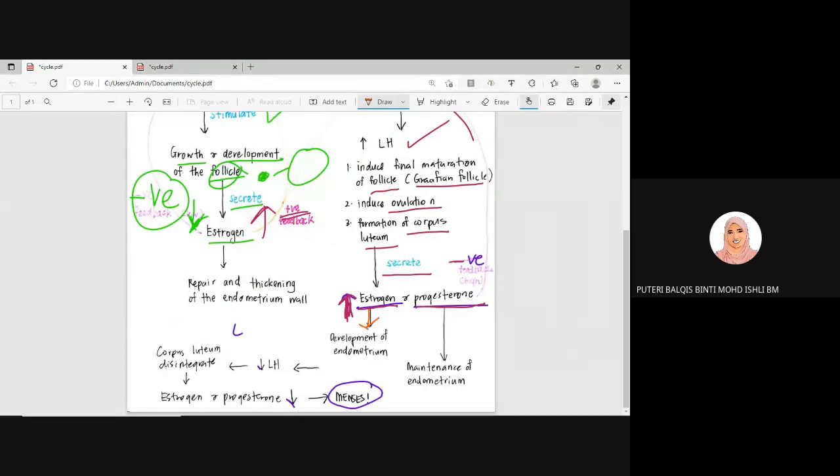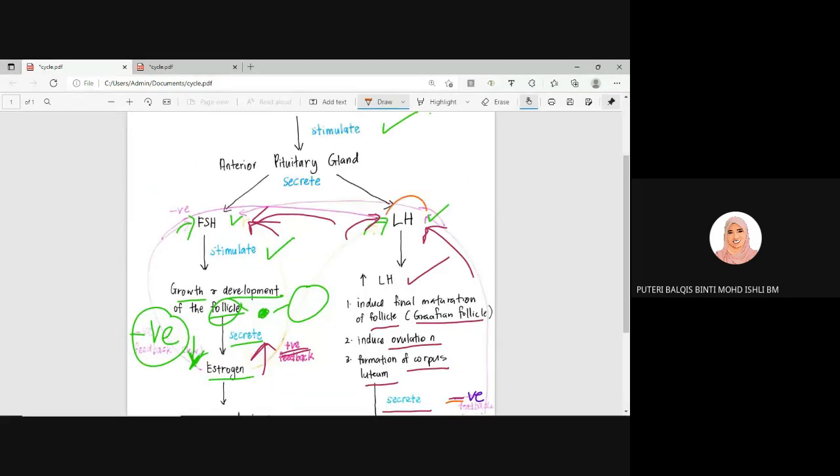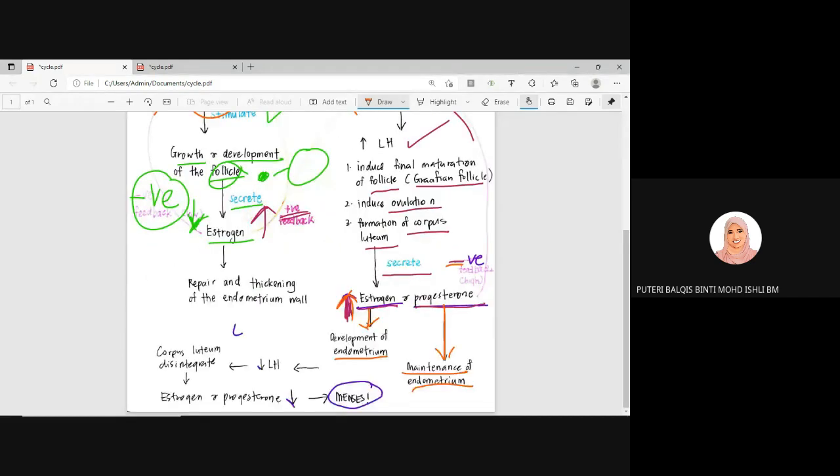Estrogen tadi release tu buat apa? Untuk develop endometrium. Progesterone untuk apa? Maintain the endometrium. Tinggi je estrogen progesterone, ada negative feedback. Negative feedback kepada siapa? Kepada LH dan juga FSH. Bila ada negative feedback, maksudnya FSH akan jadi rendah, LH akan jadi rendah. LH rendah, apa yang akan jadi? Corpus luteum akan disintegrate. Bila corpus luteum disintegrate, estrogen progesterone akan jadi rendah. Progesterone rendah, menses or period.